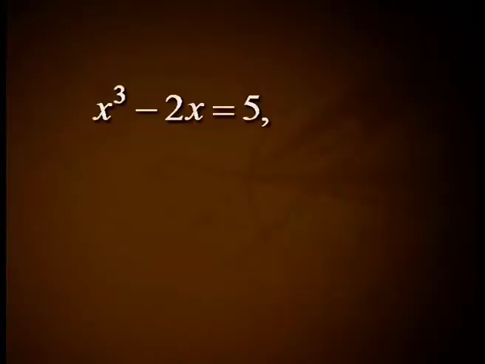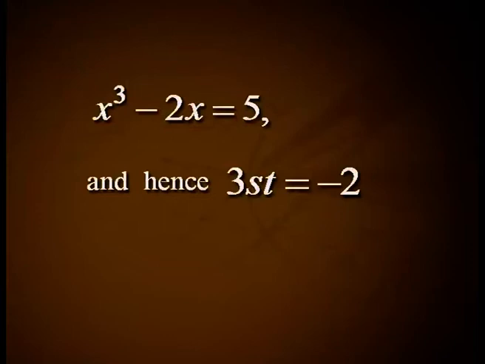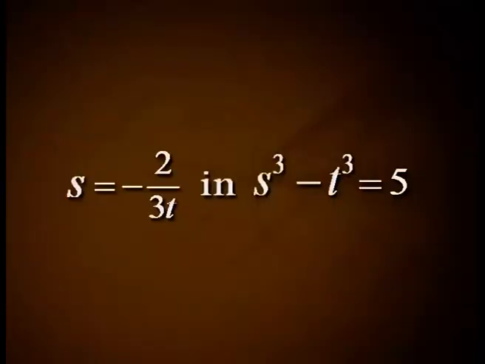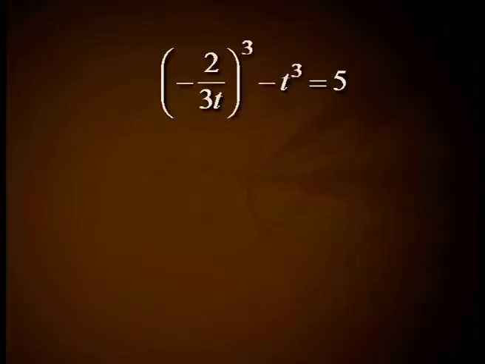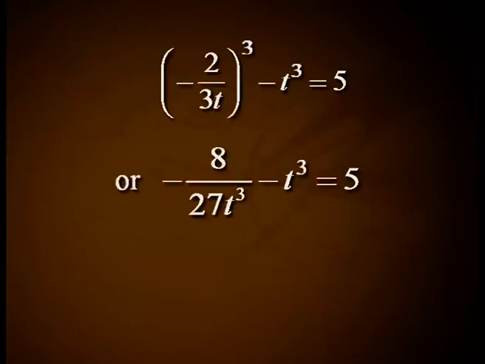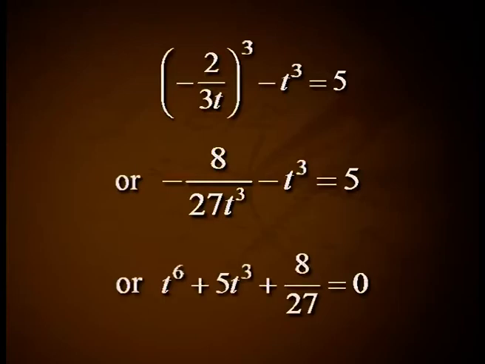Example 2. Find one real root of the cubic equation x cube minus 2x minus 5 equal to 0. Solution. Since the term x square is absent, the given equation is in the depressed form. Here x cube minus 2x equal to 5 and hence 3st equal to minus 2 and s cube minus t cube equal to 5. Now, substituting s equal to minus 2 by 3t in s cube minus t cube equal to 5, we obtain minus 2 by 3t whole cube minus t cube equal to 5, or minus 8 by 27 t cube minus t cube equal to 5, or t raised to 6 plus 5 t cube plus 8 by 27 equal to 0.